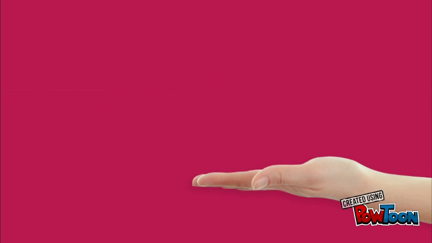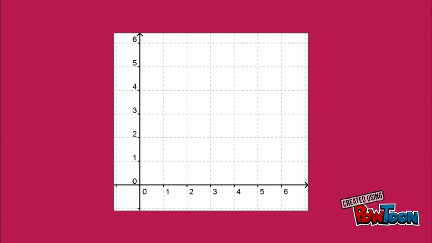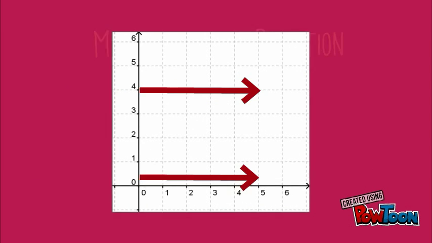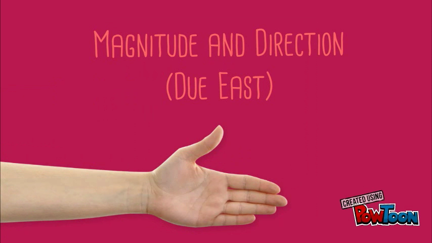Now what is cool about vectors is it doesn't matter where the vector starts. For example, this vector is the same as our first vector because it has the same length. So it has the same magnitude and its direction is also due east.